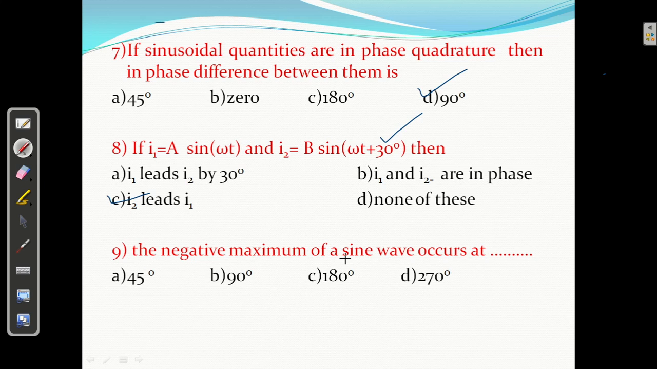The negative maximum of the sine wave occurs at 45 degree, 90 degree? At 90 degree the positive maximum will come, at 180 it will be zero, at 270 the negative maximum will come. So it is 270 degree, right?